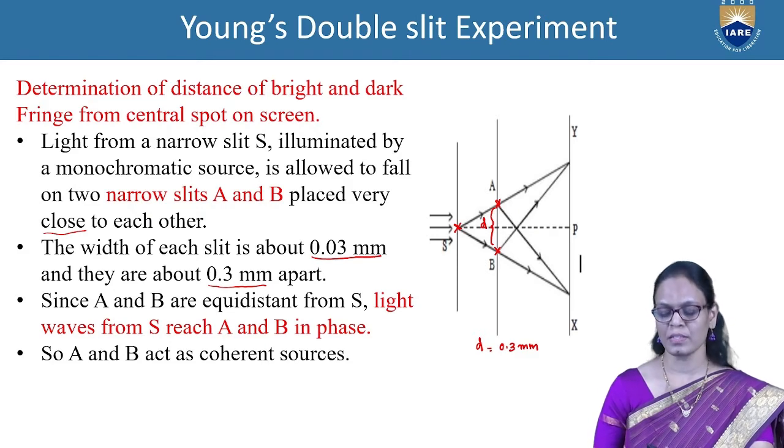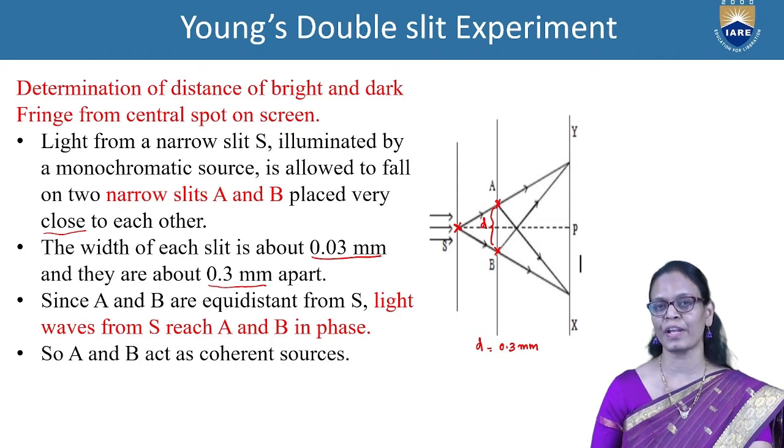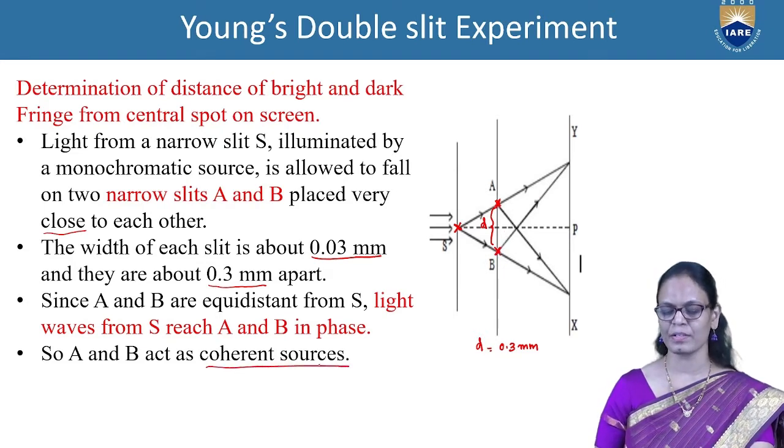Now, since the waves from S travel equidistant to reach A and B, because the slits are placed equidistant from S, they reach here in phase. So the waves from A and B are in phase. We call them coherent sources. Coherent means always in the same phase.